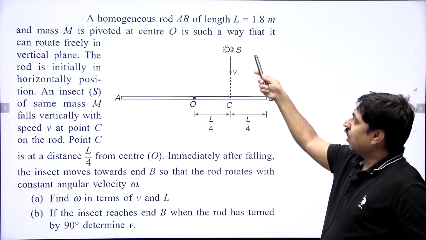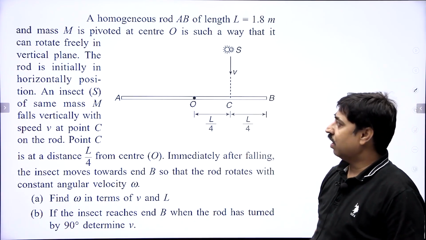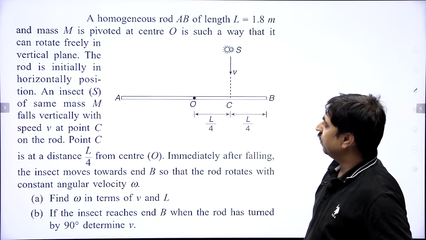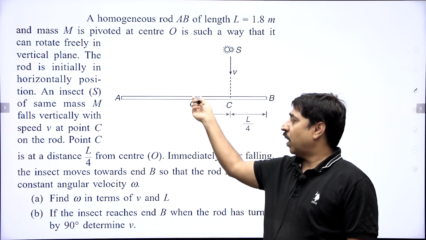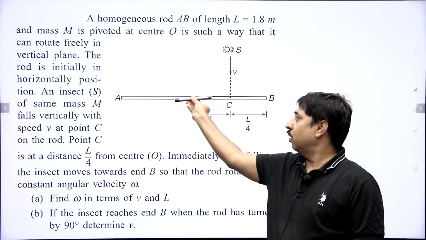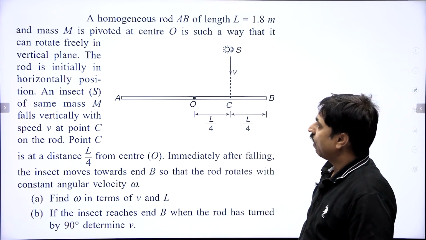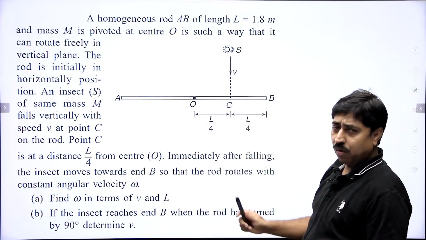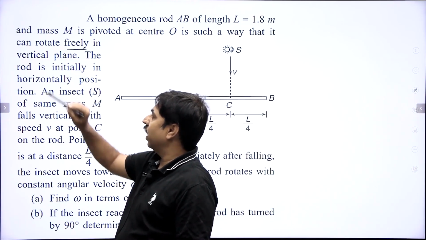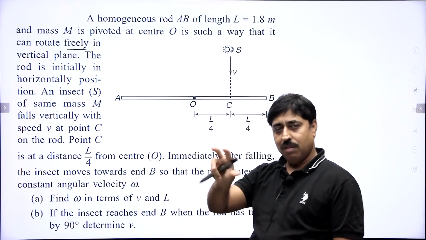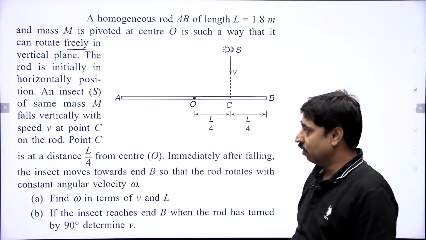A homogeneous rod AB of length L and mass M is pivoted at center O in such a way that it can rotate freely in vertical plane. This is a rod and it is pivoted at center point O, and the whole rod about its center can rotate in vertical plane like this. It can rotate freely in vertical plane. It means there is no friction like force here on the axle. There is no force which actually restricts the motion of the rod.